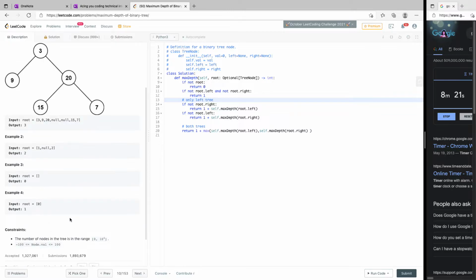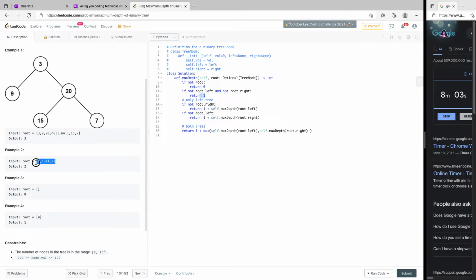Because let's try the simple ones. If the root is null, this gives us 0. If we have only the root, there's no left, there's no right, so this gives us 1. So that's pretty good.